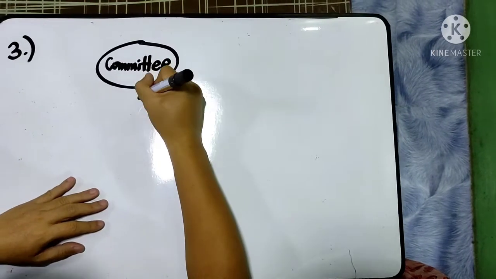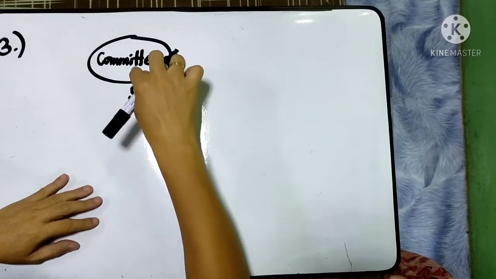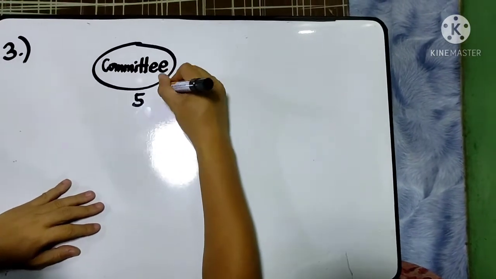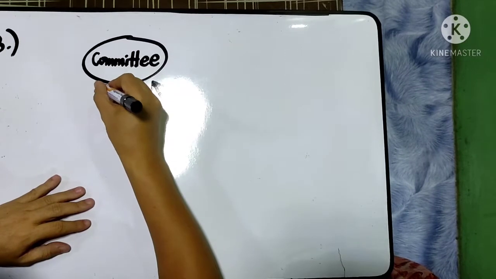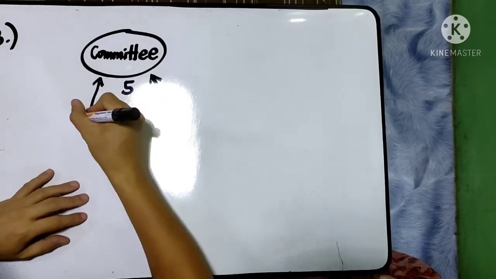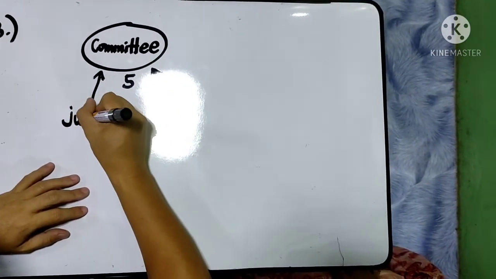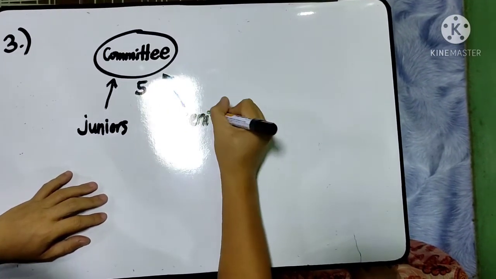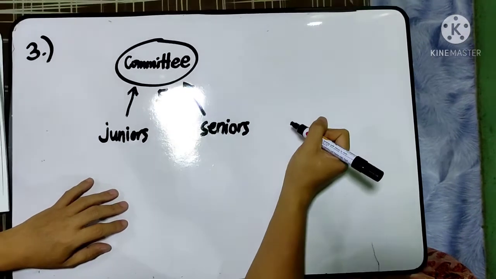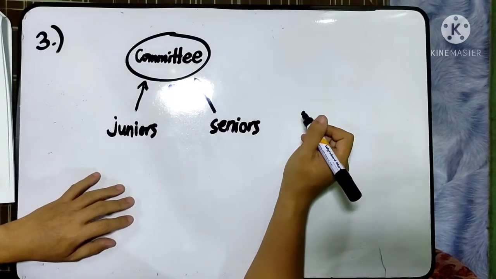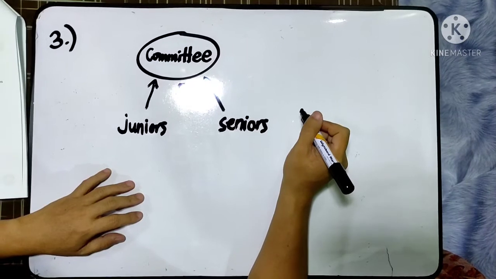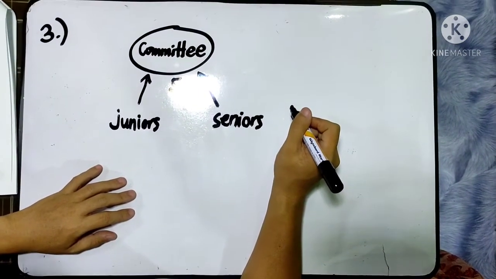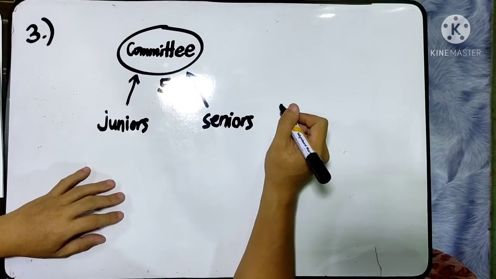Committee of 5. So, meron siyang 5 persons in this committee. Now, this committee will be taken from 2 groups. Groups of juniors and group of seniors. Ang problem ay nagsasabi, how many ways can a committee of 5 be formed from 5 juniors and 7 seniors if the committee must have 3 seniors?